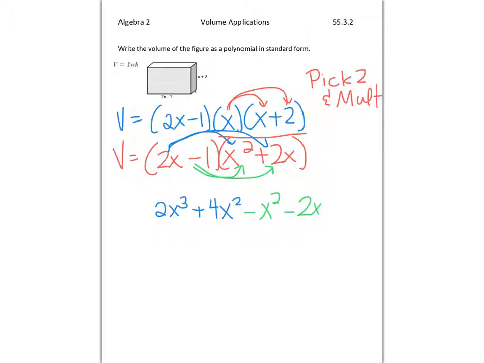If we combine the like terms here, our final answer would be that the polynomial for volume is 2x to the third plus 3x squared minus 2x. Remember to change exponents when you add or subtract. Okay, moving forward to another one.